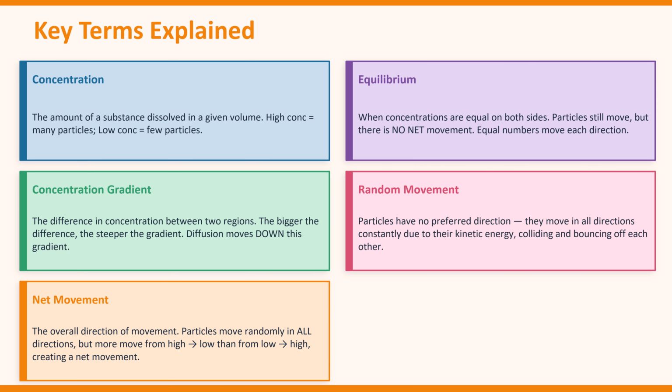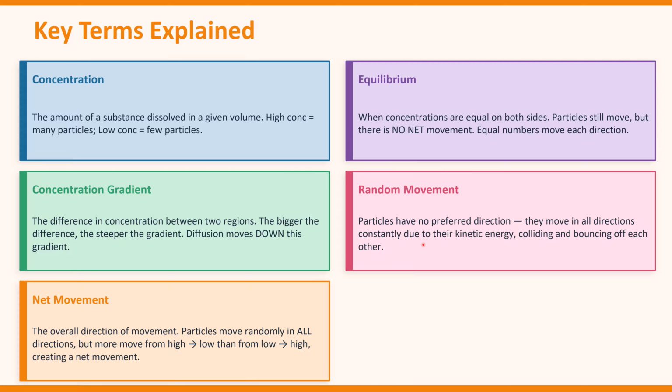Now let's explain some key terms which are very important for the exams. First is concentration, the amount of a substance dissolved in a given volume. High concentration means many particles, low concentration means few particles. Then equilibrium. When concentrations are equal on both sides, particles still move, but there is no net movement, equal numbers move in each direction. Concentration gradient. The difference in concentration between two regions; the bigger the difference, the steeper the gradient. Diffusion moves down this gradient.